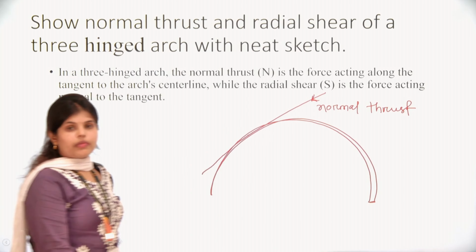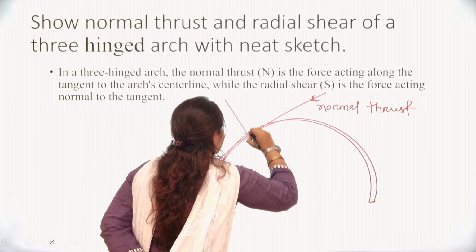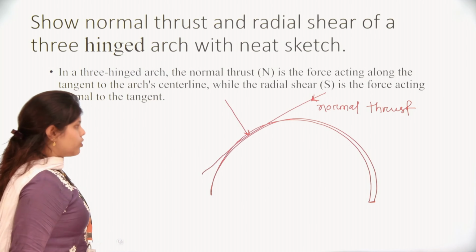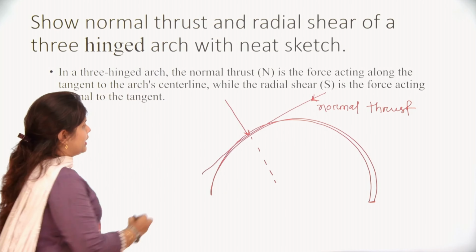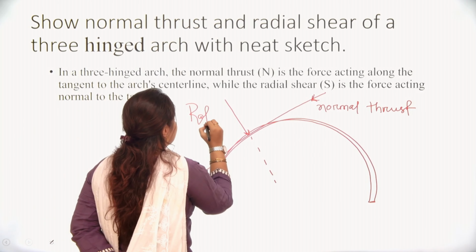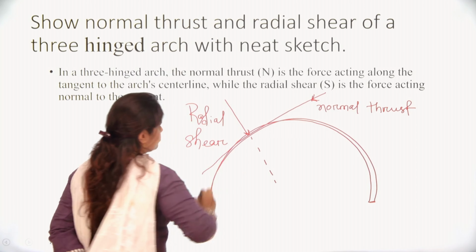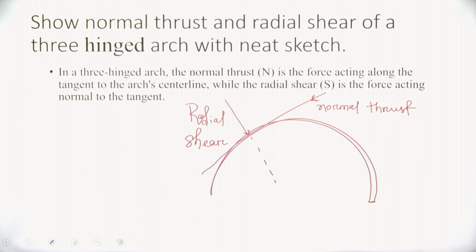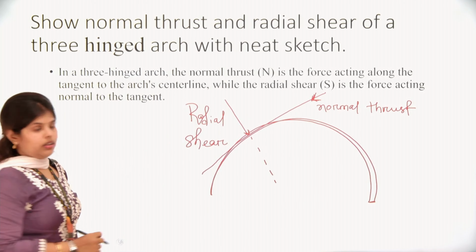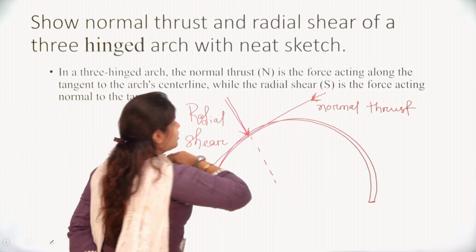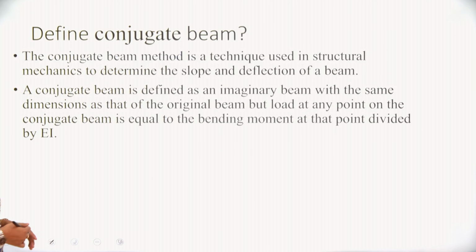Similarly, the force applied perpendicular to the tangent is termed the radial shear. By this diagram, you can remember that the force along the tangent is your normal thrust and the force perpendicular to the tangent is your radial shear. Next is the conjugate beam.